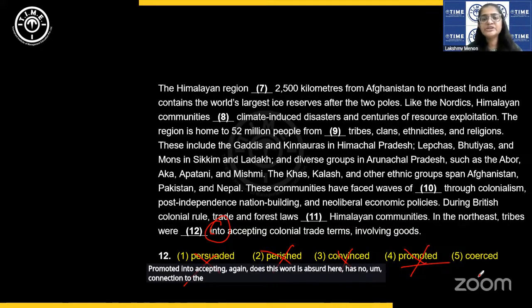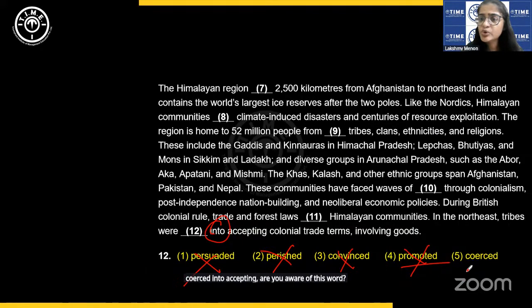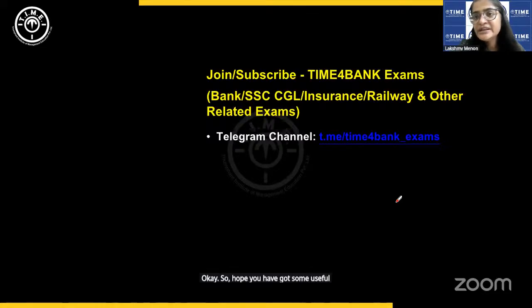Coerced into accepting. Are you aware of this word? Do you know this word, coerced? Coerce is to force or compel, and coerced is always followed by what? Into. So awareness of prepositions matters. Otherwise, you might have taken either persuaded or convinced, but it is persuaded to accept. The "-ing" form won't come and "into" also will not come. Similarly, convinced to accept. Okay. Coerced into accepting. Okay, so hope you have got some useful lessons from these two exercises.